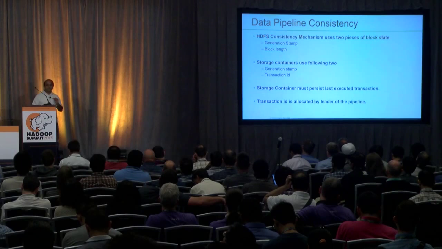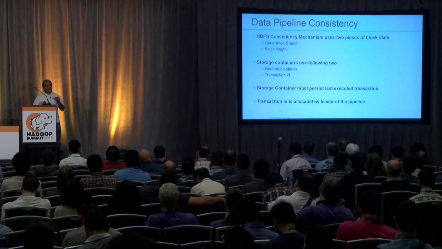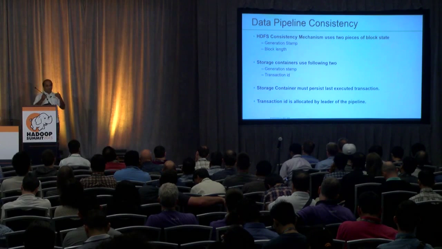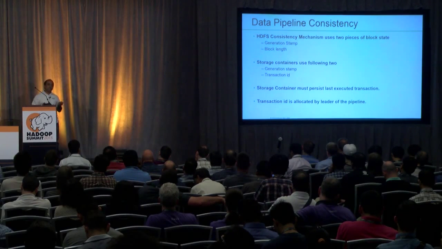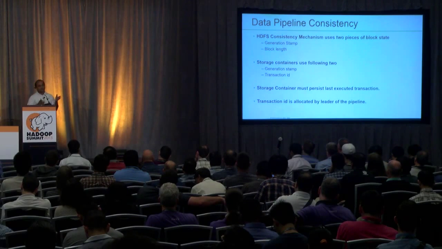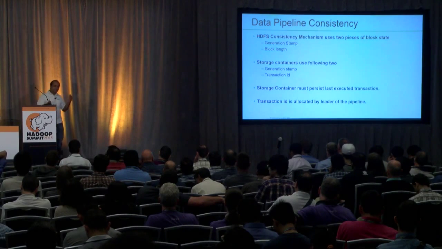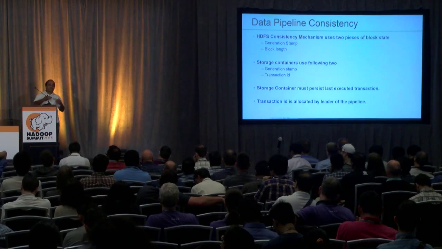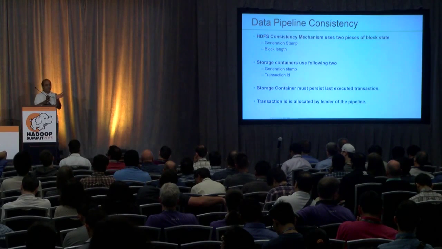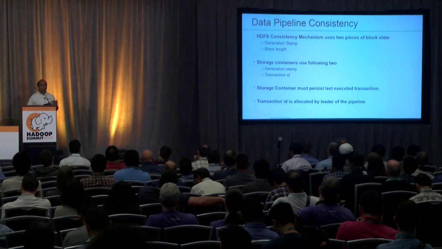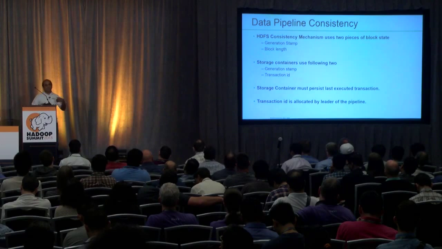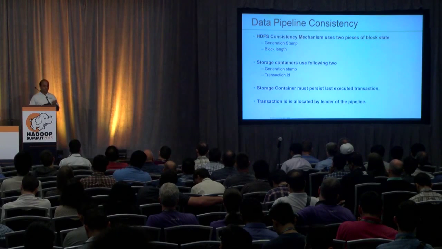But it is possible that there are two blocks in HDFS which have the same generation stamp but different lengths of data. In that case, we honor the block which has a longer length. Now, if we take that to containers, it's hard to have a single length of the data because there are multiple objects here. So there we use this notion of transaction ID. The container which has the more recent transaction ID is honored. These containers must persist which transaction IDs have been executed.